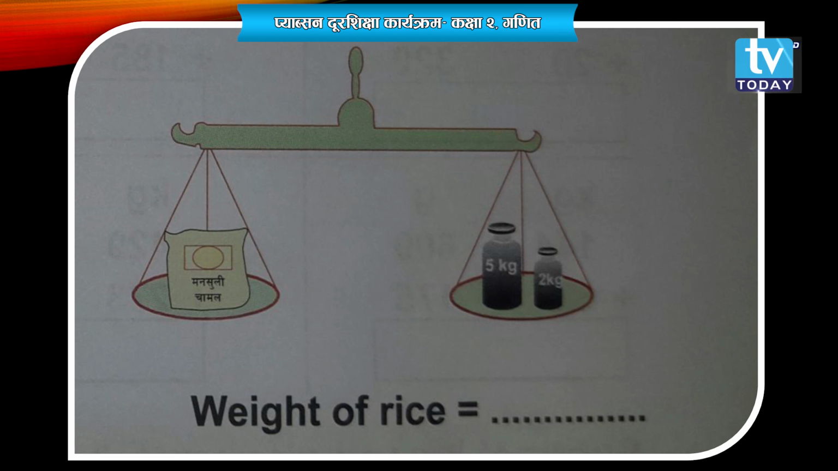Yeah, 5 plus 2, it's 7 kg. That means the weight of that rice is 7 kg. Done? Okay, students. Now, I have a next question for you.